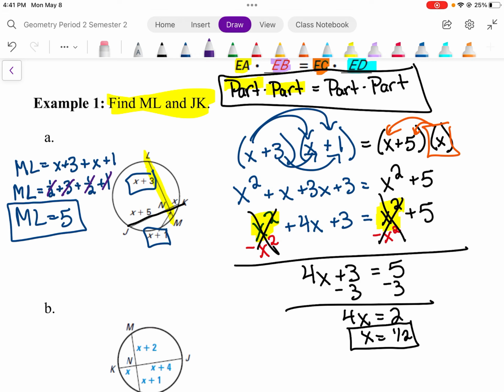Then we'll do the same thing for JK. We're going to plug in our x value of 1/2 plus 5 plus another 1/2. And for these, 1/2 plus 1/2 is 1, plus 5 is 6. And that would be our final answer.